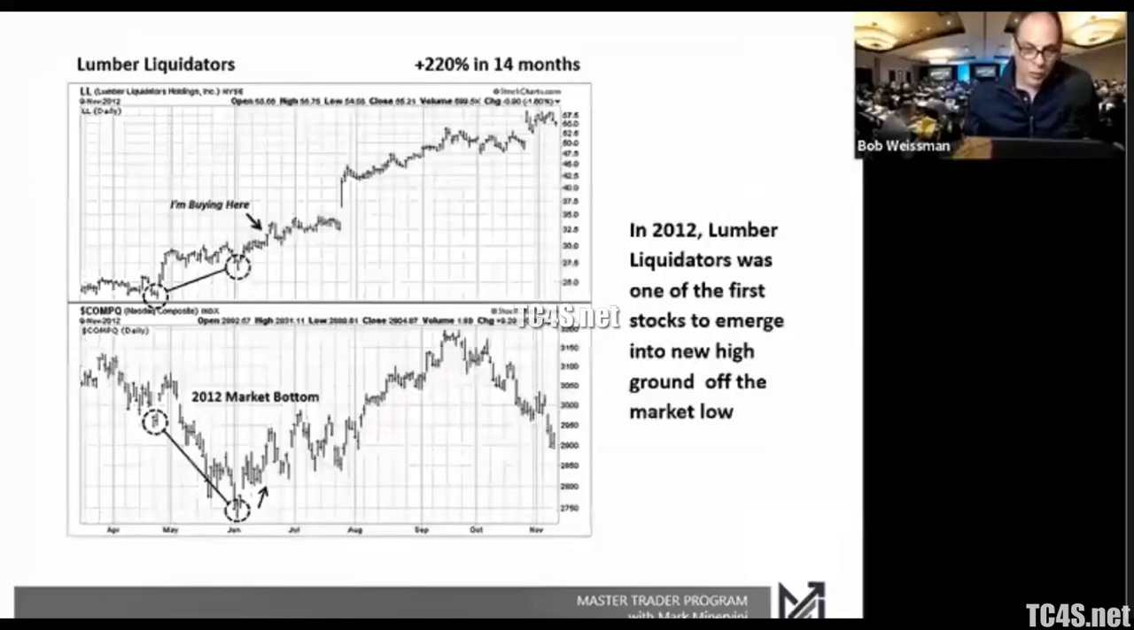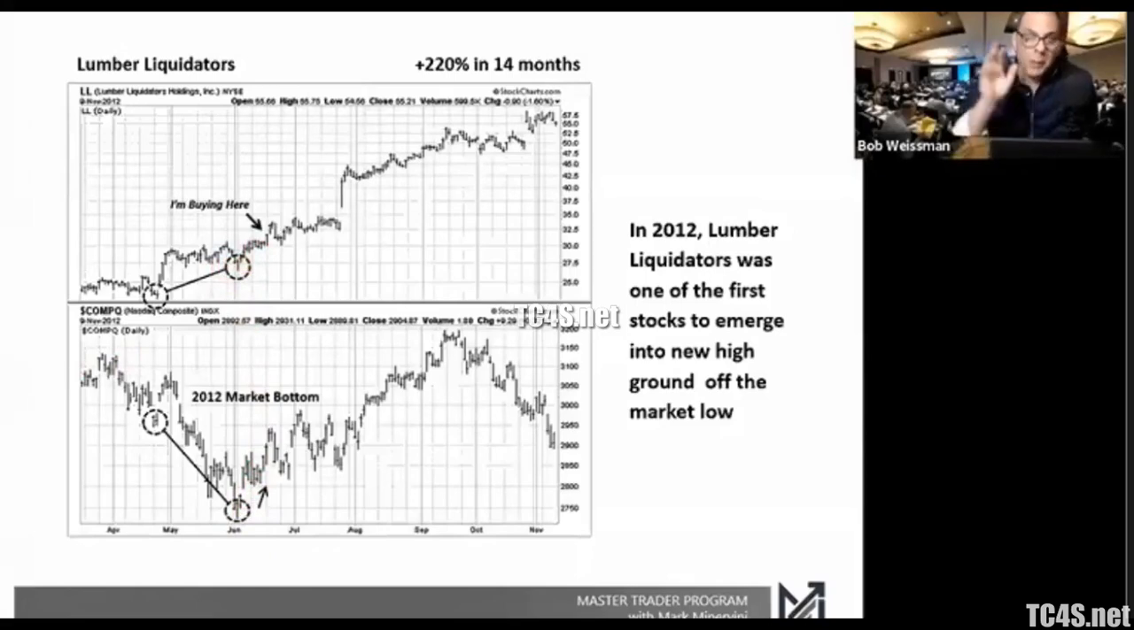Moving back to Lumber Liquidators, we looked at this before. Again, take a look at how this is one of the very first stocks to move into new high ground right off the lows. Again, a coincident move coming right off the lows, just as the market is moving off the lows, the stock is coming out of an ascending base here and moving into new high ground.